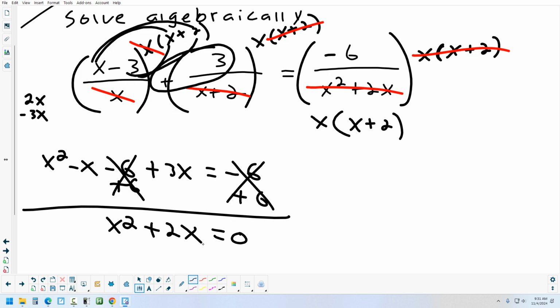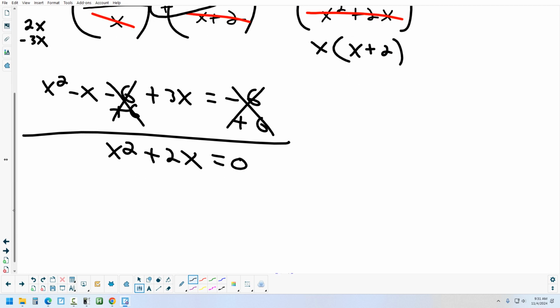Okay, so now we need to solve that. What can you factor out from there? Not an x squared, just an x. And what does that leave you with if you factor out an x? X plus 2. Now set each of those factors equal to 0.